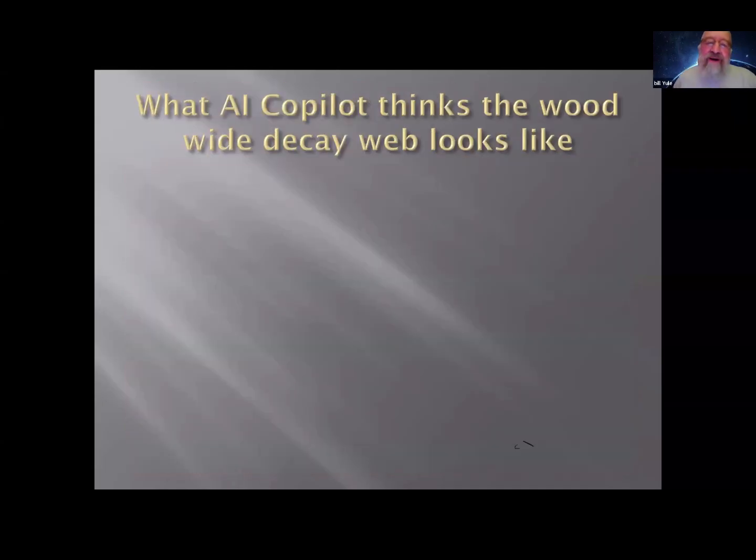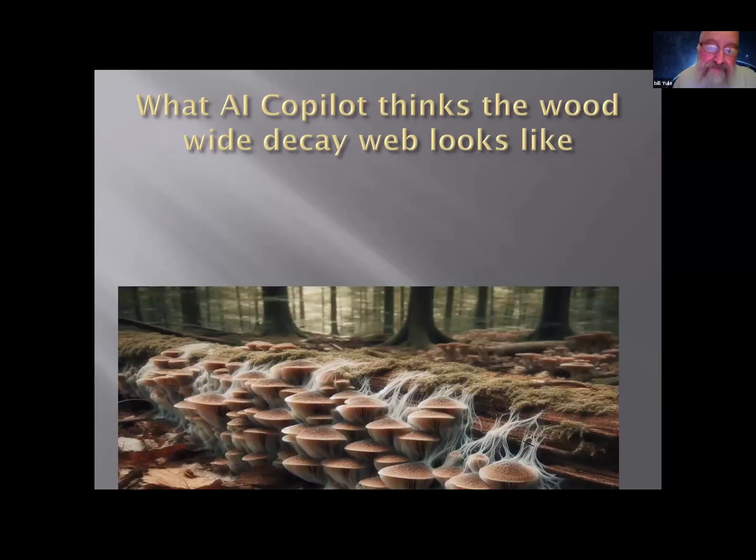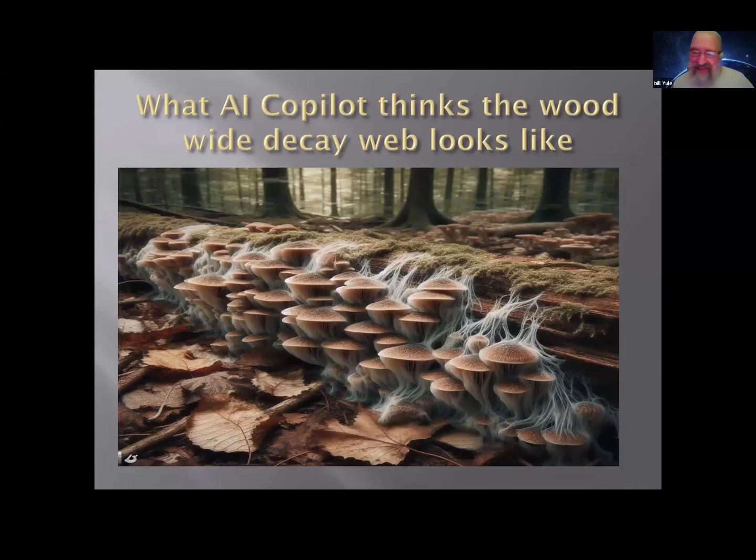All right. So when Copilot and AI first became available to the public for free, I asked Copilot to draw me a picture of what the Wood Wide Decay Web might look like. And this is the picture I got. And you can see that's pretty weird any way you look at it. They had the idea in general of mycelium crawling out from underneath the litter and the moss, but it looks to me like they have the mycelium attacking honey mushrooms. And that's not really what I want.